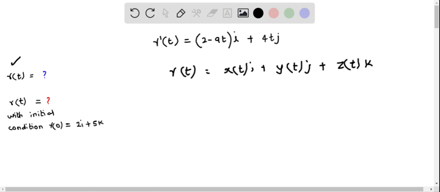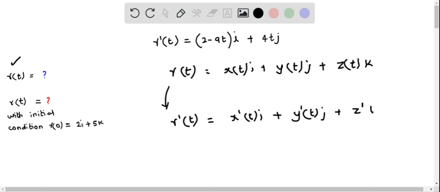If this is the vector valued function r of t, then its derivative r prime of t is equal to the derivative of each of the components. That is, the derivative of x of t is x prime of t times i plus the derivative of y of t is y prime of t times j plus the derivative of z of t is z prime of t times k. So this is the derivative of the vector valued function.